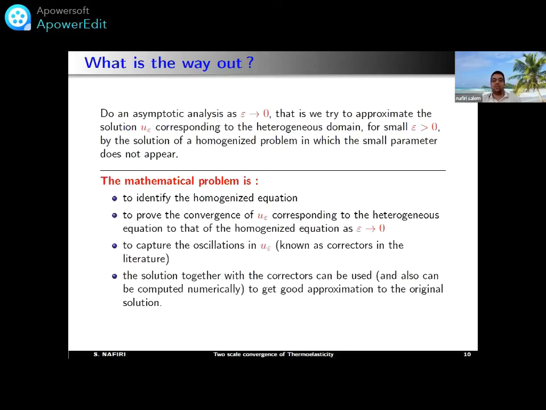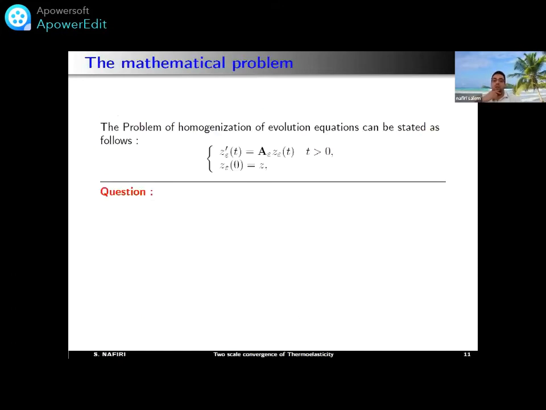So the mathematical problem is the following. We have to identify the homogenized equation, which is just the limit problem, and prove the convergence of u_epsilon, corresponding to the heterogeneous equation, to that of the homogenized equation as epsilon goes to 0. We have to capture the oscillations in u_epsilon. This is done in general thanks to correctors. And the solution together with the correctors can be used to get a good approximation to the original solution.